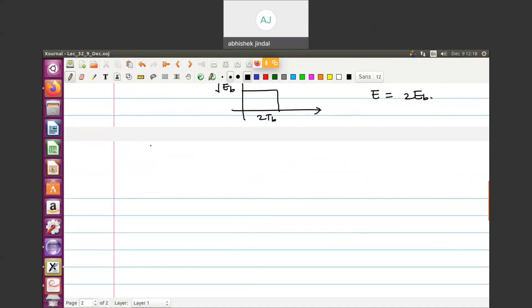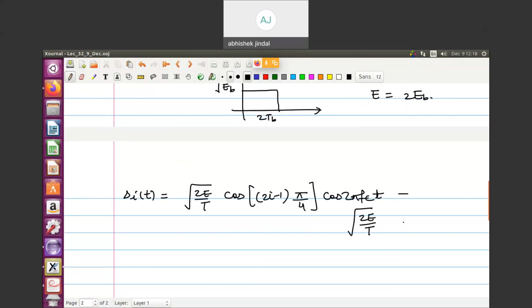So we said that your s_i(t) is nothing but root of twice of E by T cosine of (2i minus 1) pi by 4 cos of 2 pi fc t, minus root of twice of E by T sine of (2i minus 1) pi by 4 sine of 2 pi fc t, where our time of consideration is 0 to capital T.